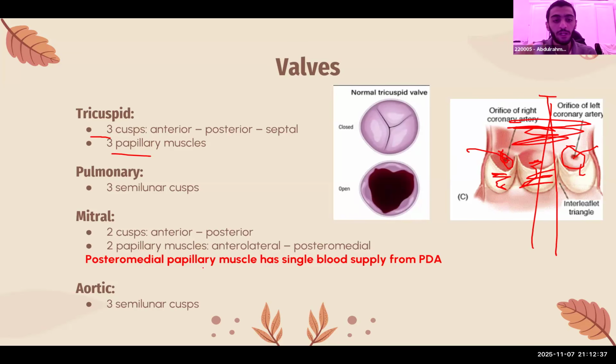Now, here I highlighted this part and the papillary muscles. I'm not really sure if you'd get questions about it, but it's important to keep in mind. The mitral valve has two papillary muscles, the anterolateral papillary muscle and the posteromedial papillary muscle. The posteromedial muscle has a single blood supply, so it's at high risk of injury. If a patient has an injury to the posterior artery, they will damage the posteromedial papillary muscle. So if you get a question about which of the following is more likely to get injured, it would be the posteromedial papillary muscle.